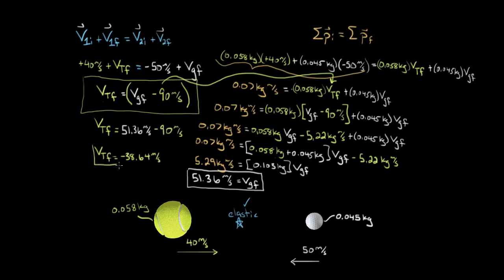And it came out to be negative. That means this tennis ball got deflected backwards. It was heading leftward 38.64 meters per second after the collision.